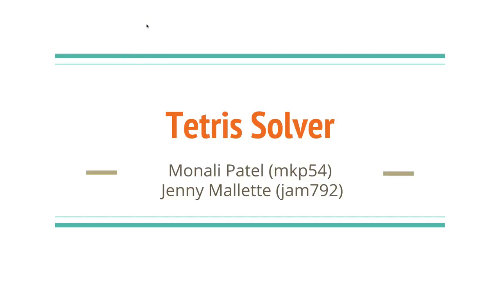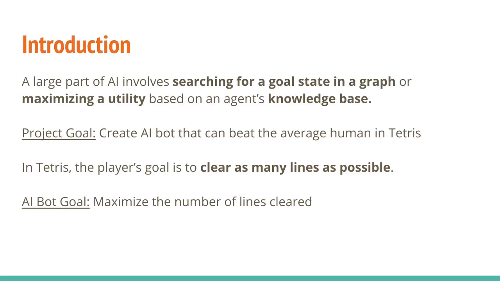We're going to present our Tetris Solver. A large part of AI involves searching for a goal state in a graph or maximizing a utility based on an agent's knowledge base. So, the goal of our project is to create a bot that can beat the average human in Tetris. The player's goal in Tetris is to clear as many lines as possible, and therefore, the bot's goal will be to maximize the number of lines cleared.